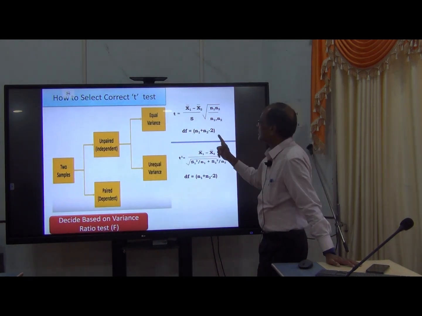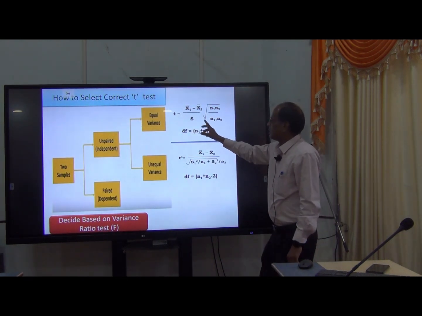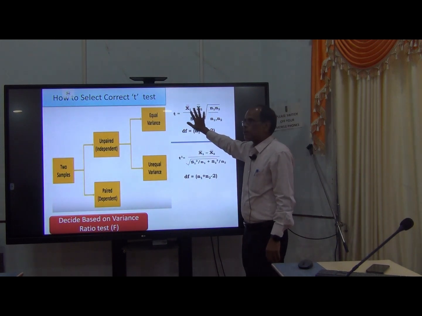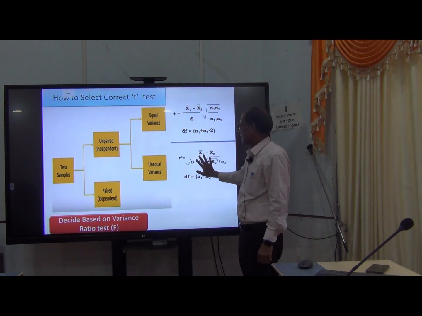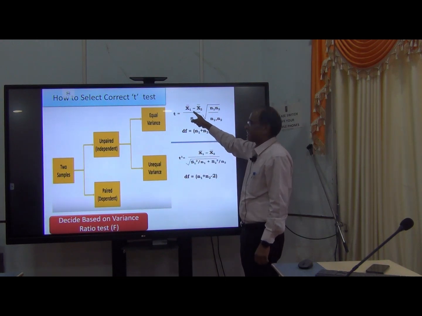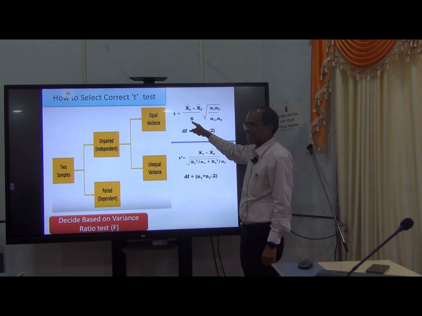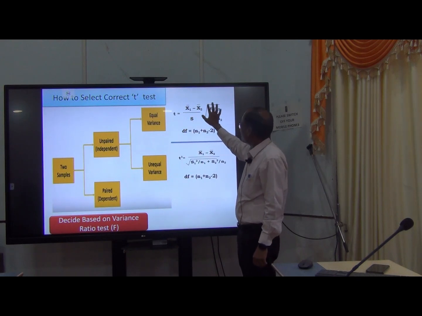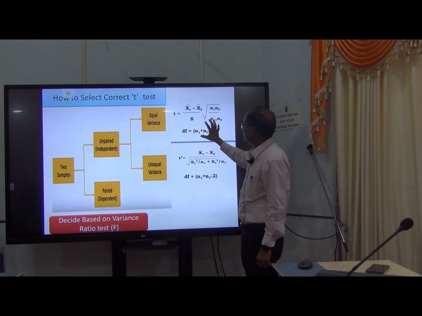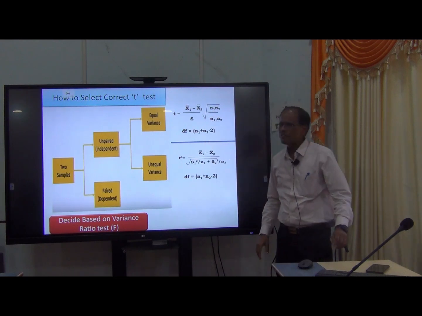The thing is, for equal variance you have to use this formula. For unequal variance, you have to use the other formula. They are different, you can see. X bar 1, X bar 2, standard error, pooled sample standard deviation. The format is different.